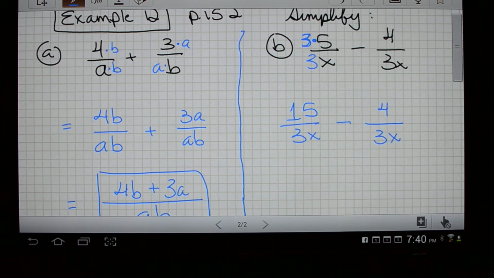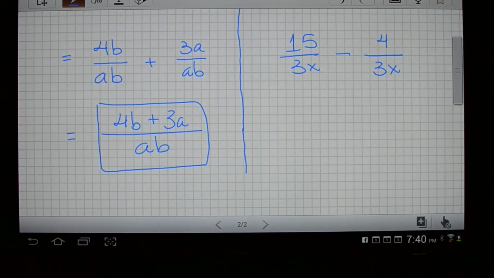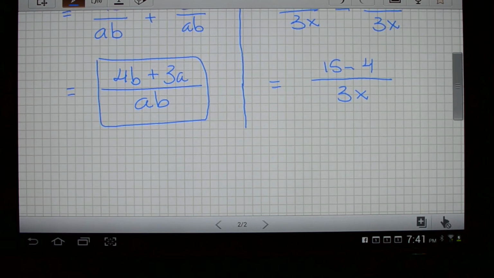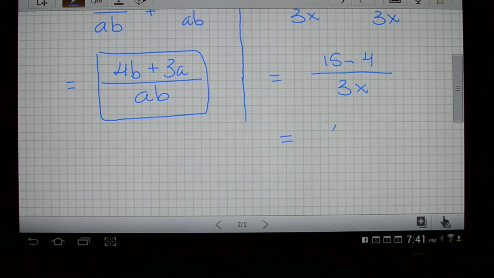Okay, now that we have the same denominators, we can keep the common denominator and subtract the numerators. And that winds up being 11 over 3x. And that is all for that example.